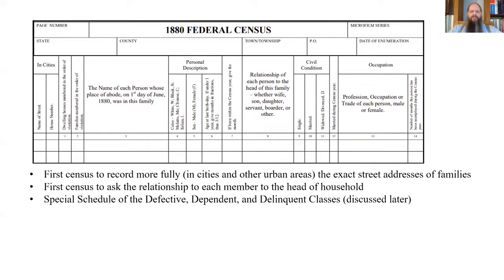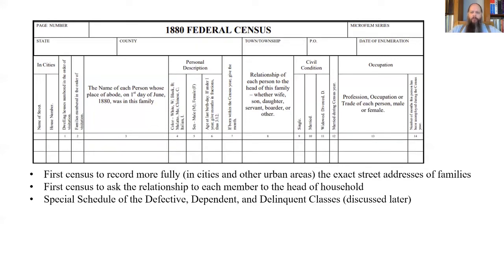This is also the first census to ask the relationship of each member of the household to the head of family. So you can include not only sons, daughters, grandchildren, nieces, nephews, and cousins, it could also take into account servants and those who lived in the household who had no relationship, but the relationship was given that they worked for the head of household. This census also had the special schedule that I had mentioned in part one called the defective, dependent, and delinquent class schedule, which I will discuss a little later.